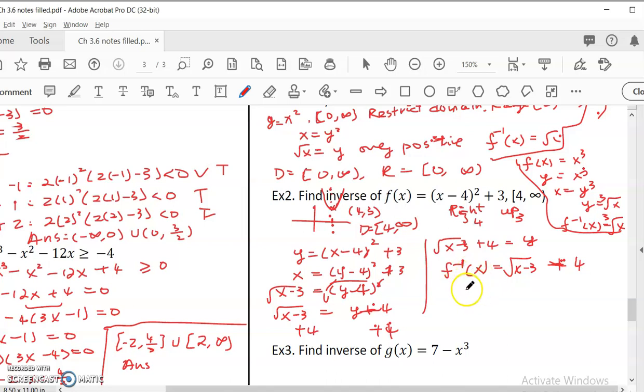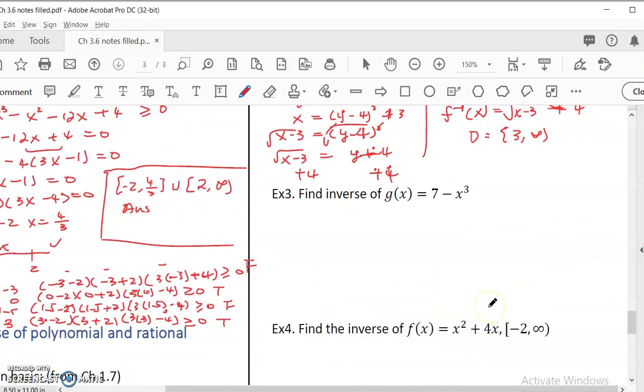The domain of this would be the range of the original. So you can see that the range is from 3 to infinity. So the domain is from 3 to infinity, right? The third example is a cube. So we don't have to restrict any domain if it's a cube because we know it is one-to-one.